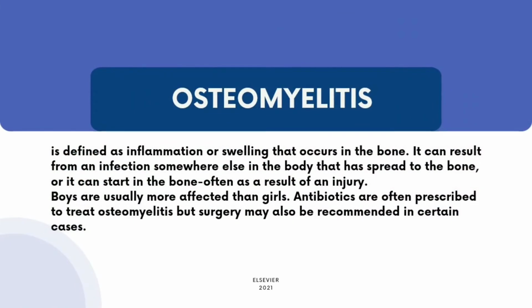Osteomyelitis is defined as an inflammation or swelling that occurs in the bone. It can result from an infection somewhere else in the body that has spread to the bone, or it can start in the bone, often as a result of an injury. It occurs more commonly in younger children who are 5 years of age and younger, but can happen at any age. Boys are usually more affected than girls. Antibiotics are prescribed to treat osteomyelitis, but surgery may also be recommended in certain cases.